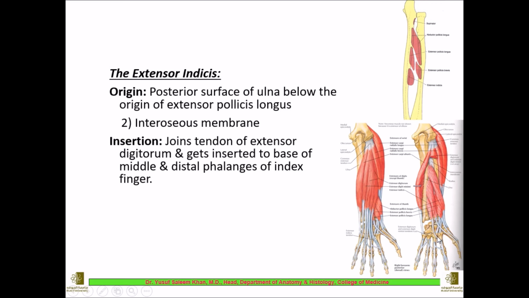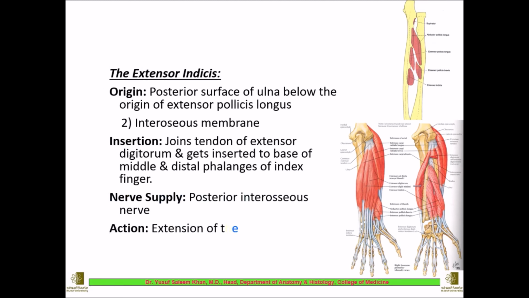An additional muscle will be attached to the index finger. This is called the extensor indicis. That's what is called indicis, and because it is an extensor muscle, that's why it is extensor indicis. Nerve supply is from the posterior interosseous nerve, again a branch from the radial nerve.